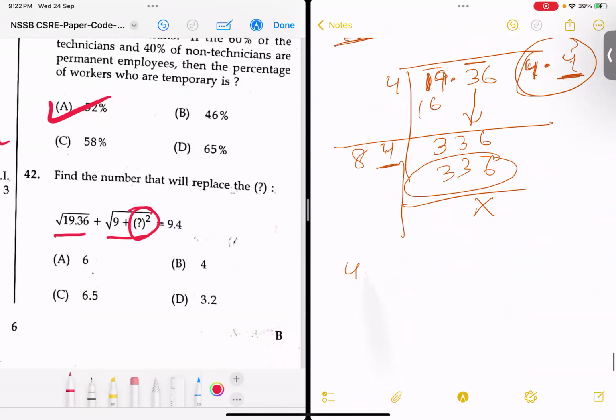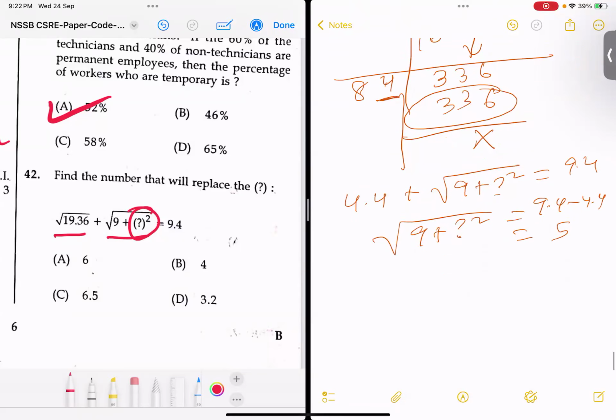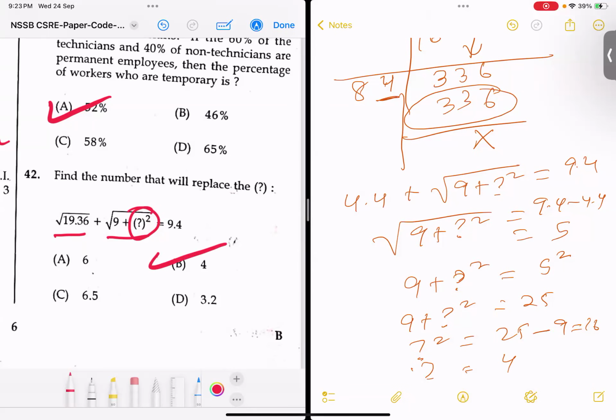Now 4.4 plus root over 9 plus question mark whole square is equal to 9.4, okay? Root over 9 plus question mark whole square is equal to 9.4 minus 4.4, which is 5. Now, in order to remove this square root, we'll square on both sides, okay? So 9 plus question mark whole square is equal to 5 square, right? So 9 plus question mark whole square is equal to 25. Question mark whole square is equal to 25 minus 9, which is 16. So question mark should be 4, okay? So the correct option is B.